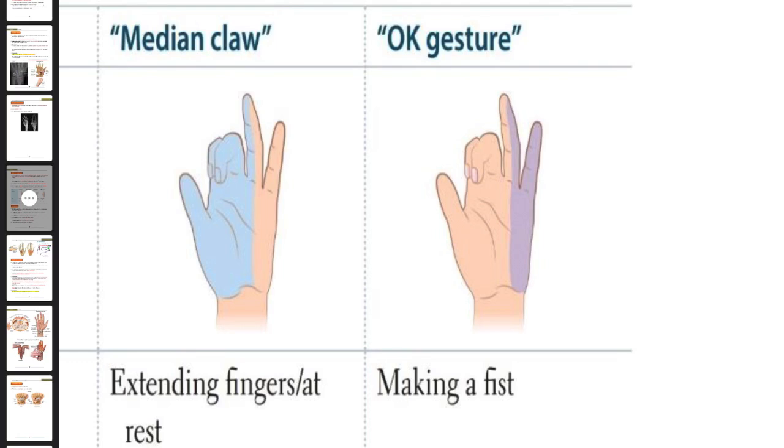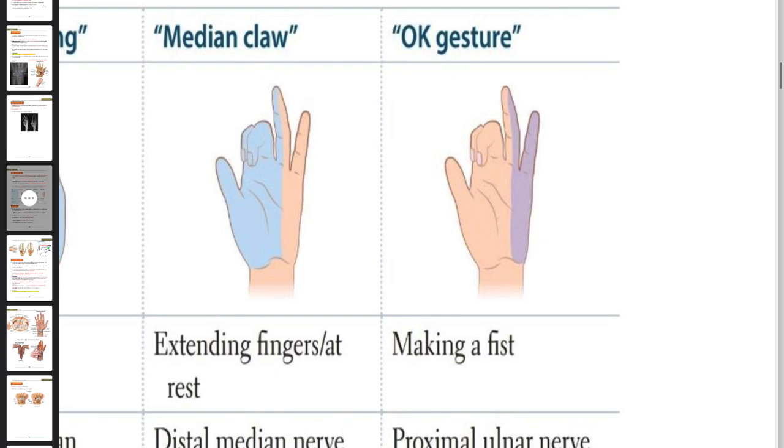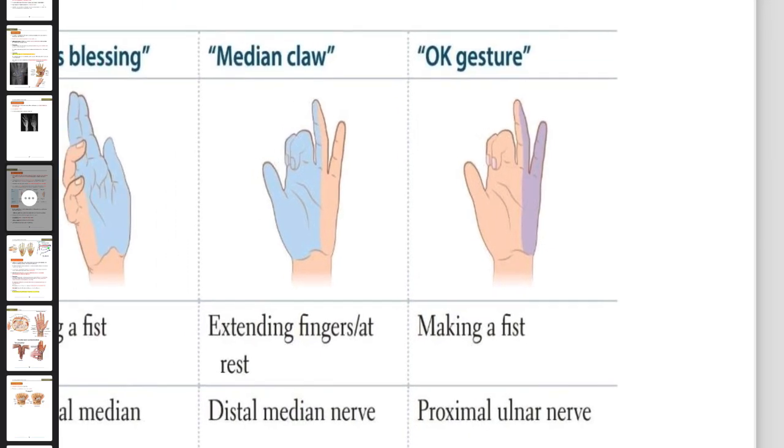Okay, so fourth one we have, that is OK gesture deficit, or you can call it proximal ulnar nerve lesion. In proximal ulnar nerve lesion you can see this type of sign. An ulnar nerve injury at the elbow causes OK gesture deficit. When asked to make an OK sign, the patient can't flex distal interphalanges of fourth and fifth fingers. Instead of a circle, they form a flattened pinch.